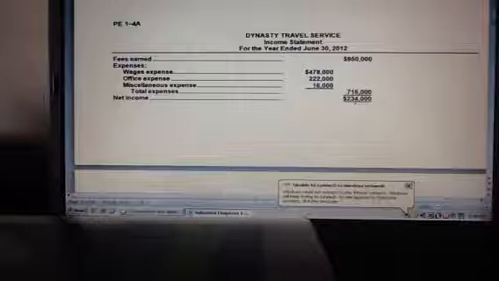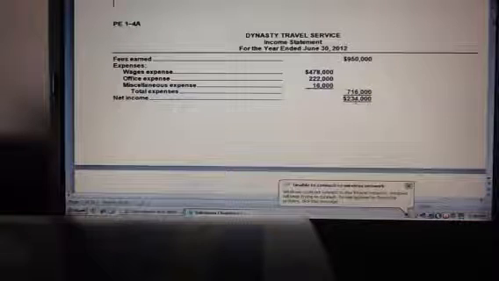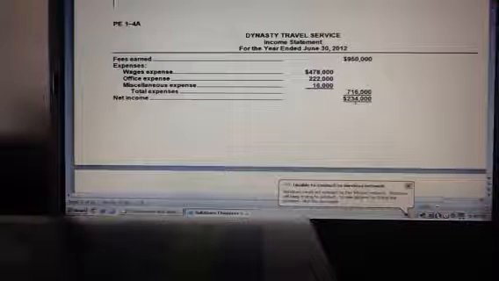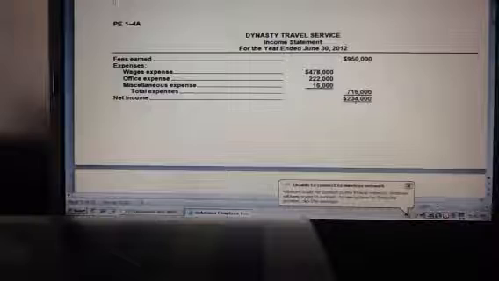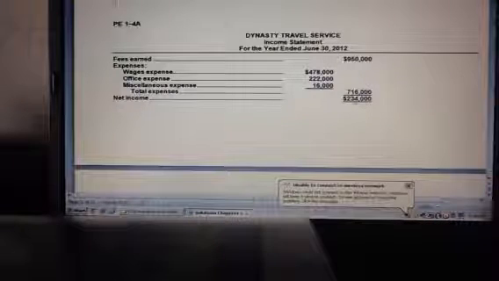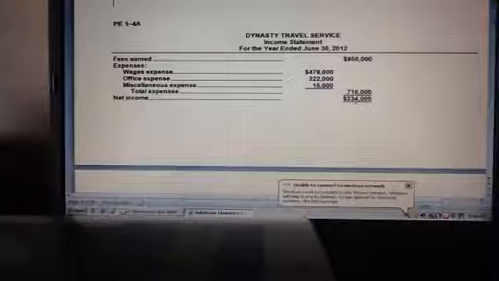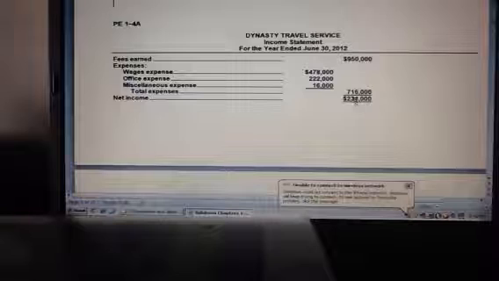It really doesn't matter what order you list the expenses in, but a lot of times you'll see those listed from the largest dollar amount down to the smallest, and then miscellaneous expense always comes last. Then they summed the expenses and got total expenses of $716,000. They subtracted that from the total revenue, which is the fees earned of $950,000. The difference, since the revenue exceeded the expenses, it's called net income, $234,000.